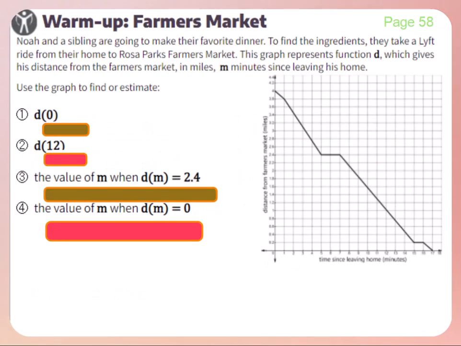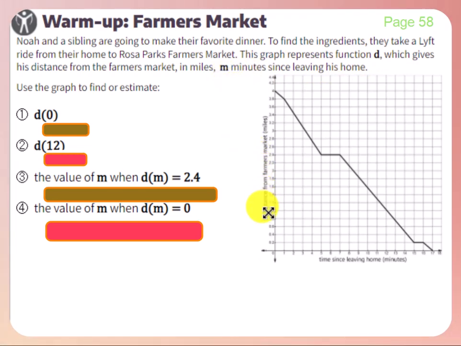All right, now move on to the warm-up on page 58. Pause the video after I've read the instructions, do this on your own, and then come back. Noah and a sibling are going to make their favorite dinner. To find the ingredients, they take a Lyft ride from their home to Rosa Parks Farmers Market. Now this graph represents function D, which gives us distance from the farmer's market in miles. M is our variable for minutes since leaving his home. D is miles, M is minutes.